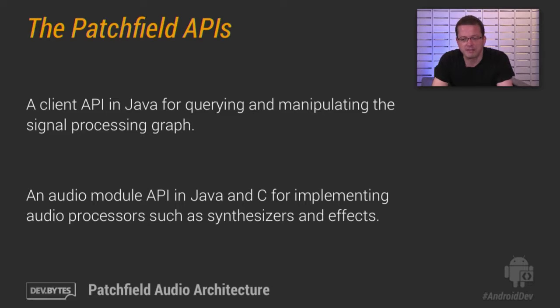Now, in terms of APIs, there are two APIs for you to work with. There's a client API in Java, and the purpose of that Java API is to let you query and manipulate the signal processing graph. So you can get a list of the audio modules that are currently available, you can connect audio modules, you can disconnect them, you can enable or disable them, and you can do a number of other things as well. And the second API is the audio module API itself. That one works with Java as well as C, and that's what you use for implementing new audio functionalities such as, well, synthesizers and effects.